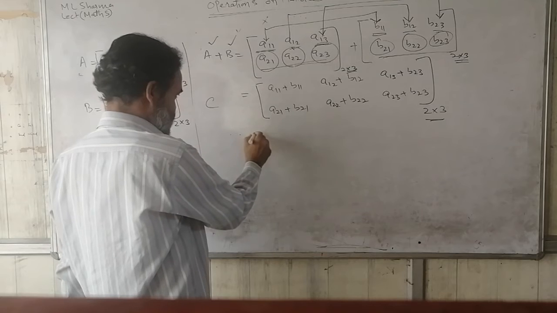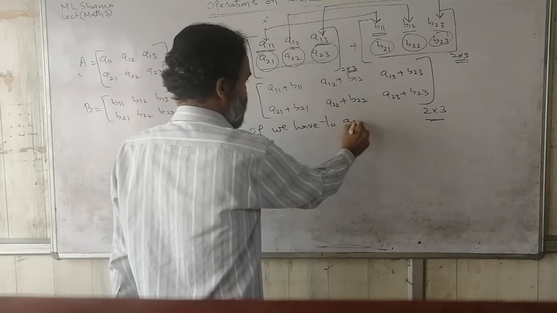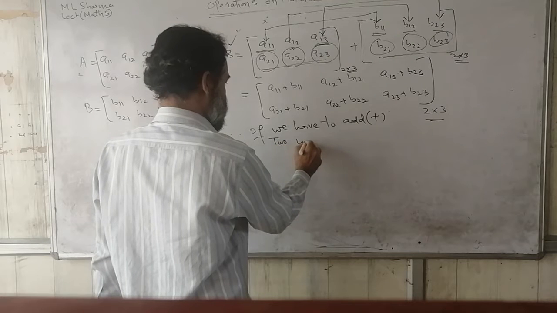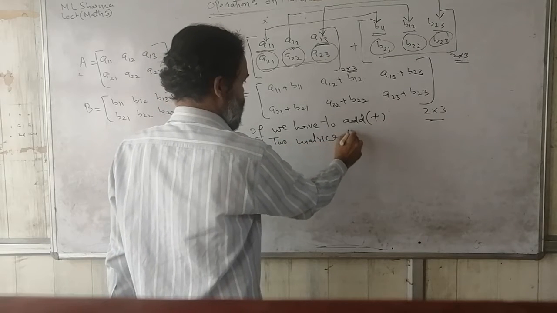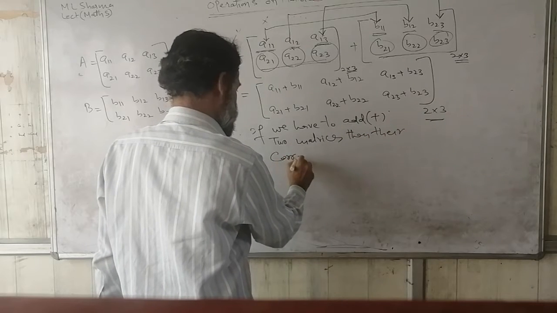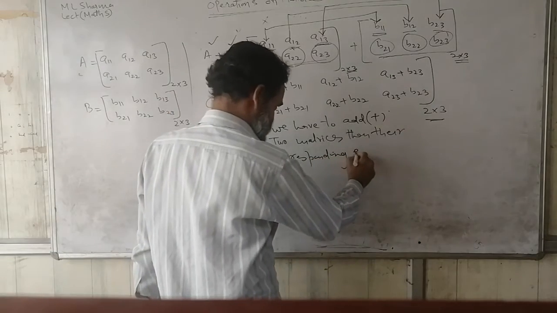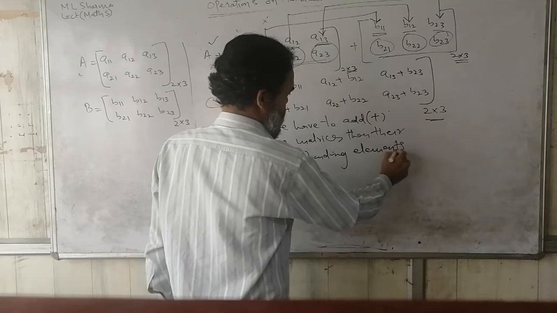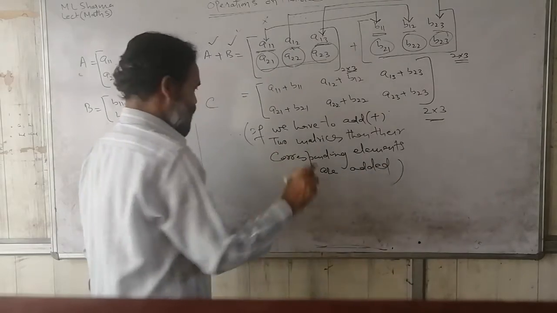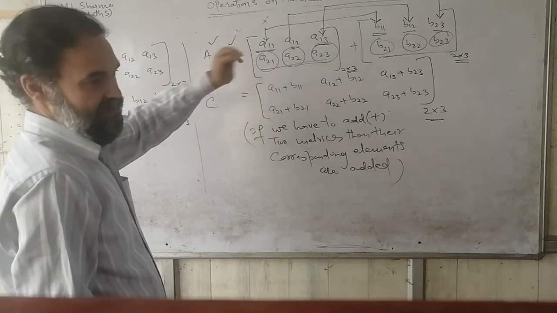So in short, I can say if we have to add two matrices, then their corresponding elements are added. And addition is defined if and only if the matrices are of the same order.